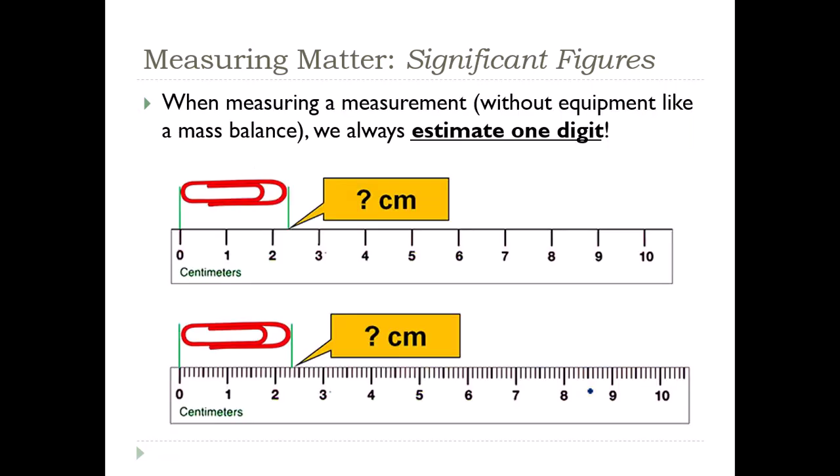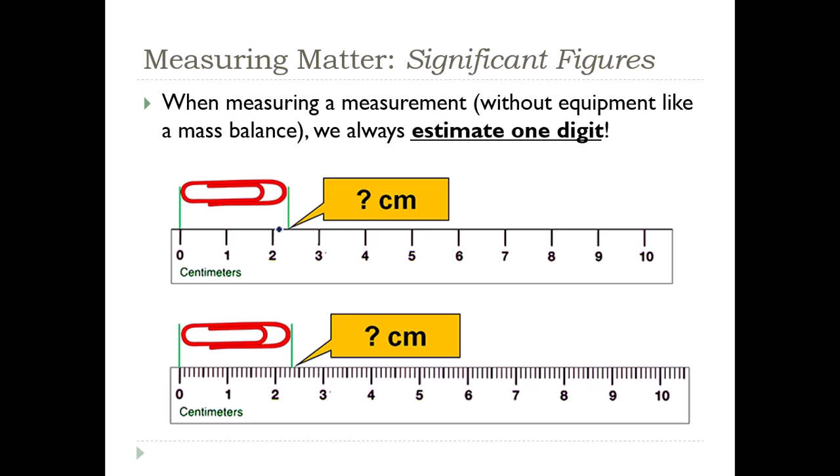And so whenever we make a measurement with equipment like a mass balance, we should always record all the digits that it gives us. So don't estimate any digits on the mass balance, just record what it gives you. But if you're making a measurement with a ruler, for example, you always estimate one digit.